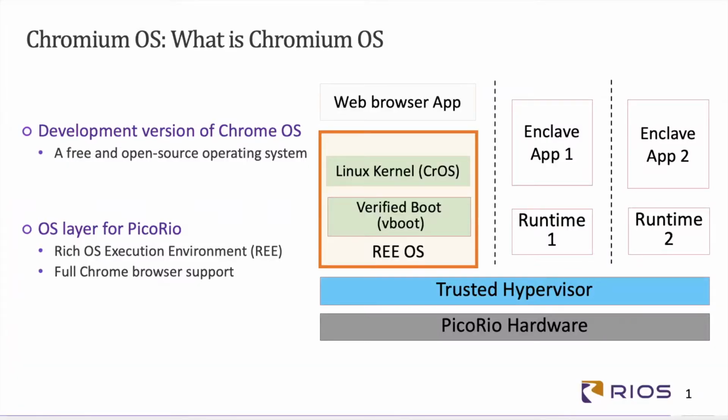Our target is Chromium OS. Chromium OS is the development version of Chrome OS, and it's a free and open source operating system. Chrome OS is developed for running web applications and browsing the internet. One of our motivations comes from PicoRail. PicoRail is designed to be an open source RISC-V platform, as you know, and Chromium OS will play a very important role in the PicoRail software stack, since it will provide a rich OS execution environment, as shown in this figure.